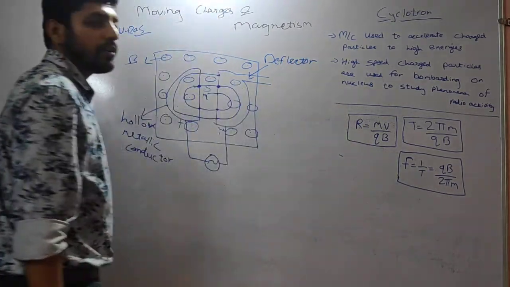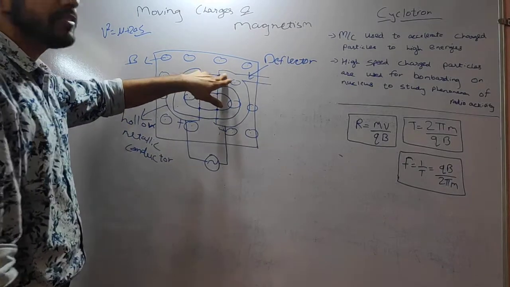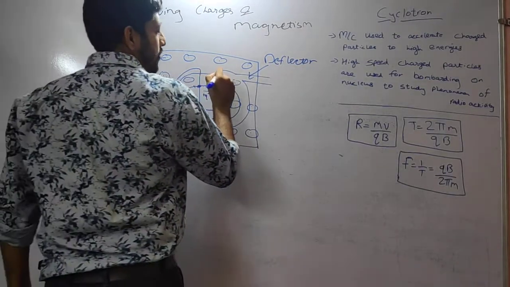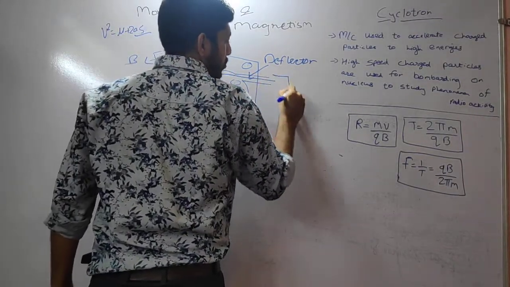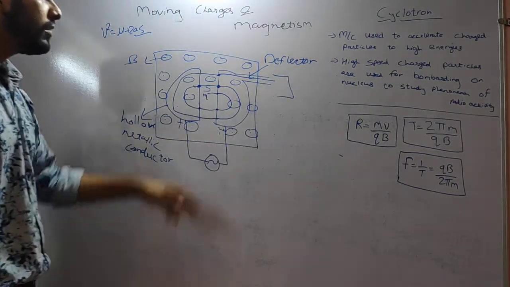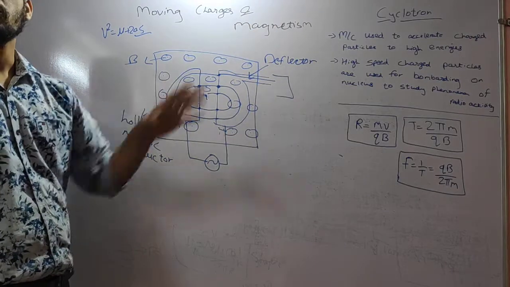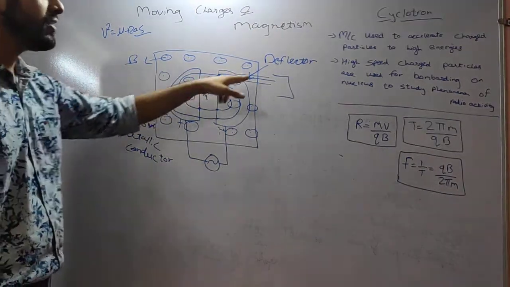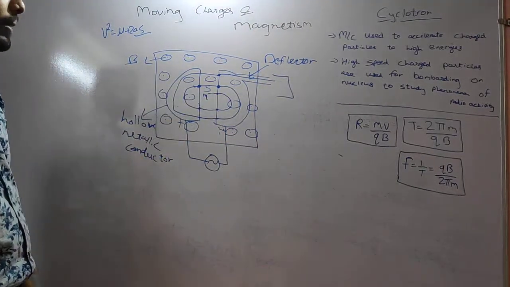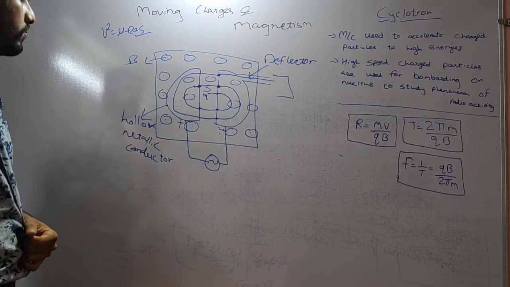Okay, what does the deflector do? Whenever the charge reaches the end point, we try to deflect it to our required position where we have a collector. We deflect it from here and it will reach the collector, or wherever you want to bombard it. So it gets deflected from here and goes out. I hope this much is very clear to you.